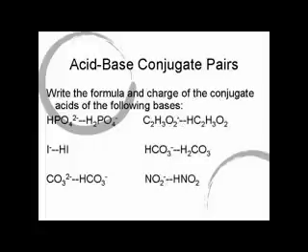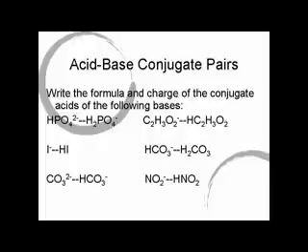Welcome back. Let's check your answers. Remember, when you write the formula of a conjugate acid of a Bronsted-Lowry base, you need to add one hydrogen and one positive charge to the formula. So HPO4 2 minus, add a hydrogen and a positive charge to it, becomes H2PO4 1 minus. And H2PO4 1 minus is known as the dihydrogen phosphate ion. The conjugate acid of the iodide ion, I minus, is HI, hydrogen iodide or hydroiodic acid.